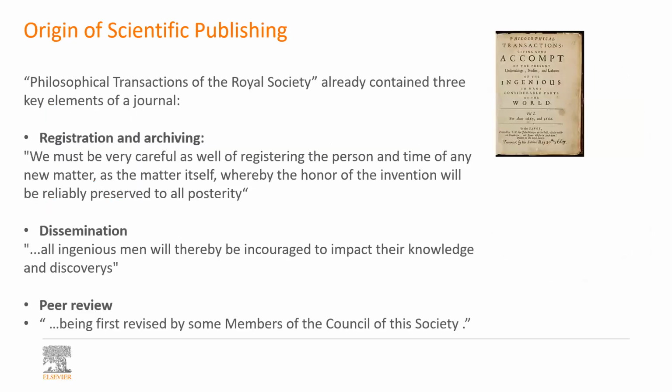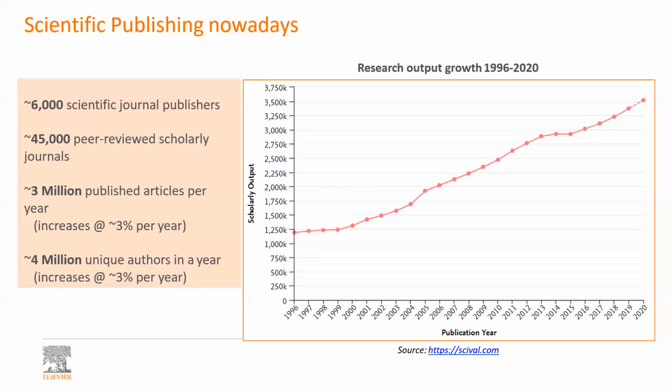At that time also, scientific publication had 3 conditions. The first is registration and archiving, which we still follow, so we register the person who is publishing. Dissemination, meaning the knowledge that you have should be spread across. And peer review: whatever paper this journal received, the publication needed to undergo the peer review process, and at that time it was done by members of the council of that society. We still follow the same process: registration, dissemination, and peer review.